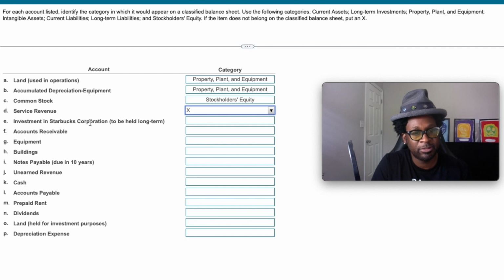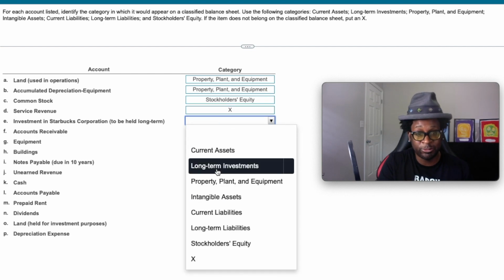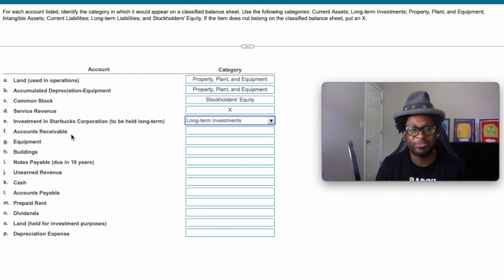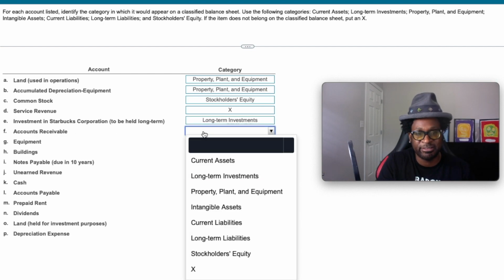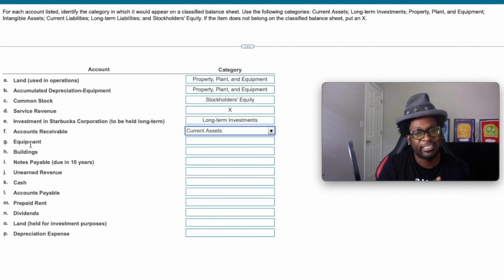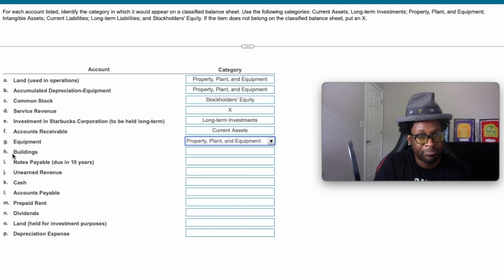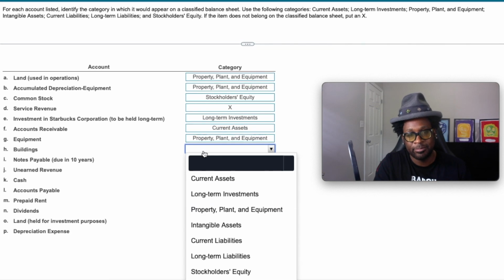Next, investments in Starbucks Corporation held to be long-term. Keywords: held to be long-term, so we know that this is a long-term asset. However, it's an investment in another company. So particularly, we're going to classify this as a long-term investment. Next, accounts receivable. We know what accounts receivable are. Easy breezy. We're going to go ahead and report that as a current asset. What about equipment? It's already in the title, gang. Property, plant, and equipment. Long-term asset. Buildings. Same rules apply. This is considered a plant asset. Therefore, we're going to report that as PP&E.